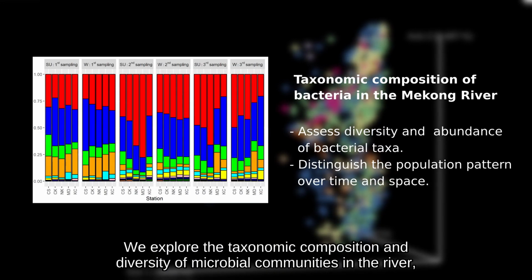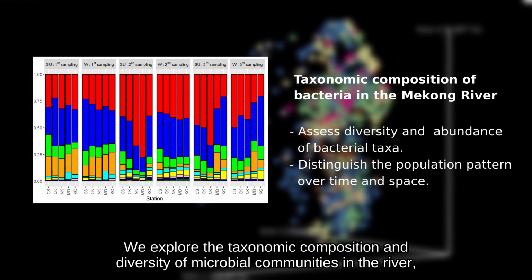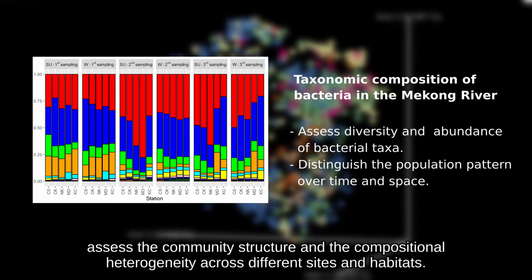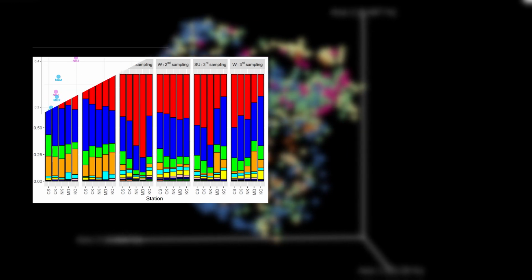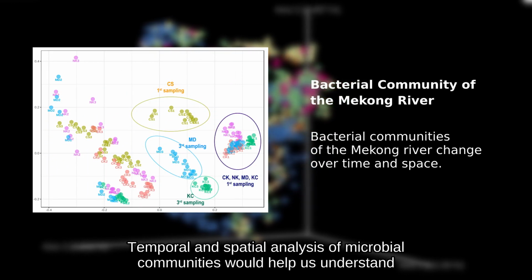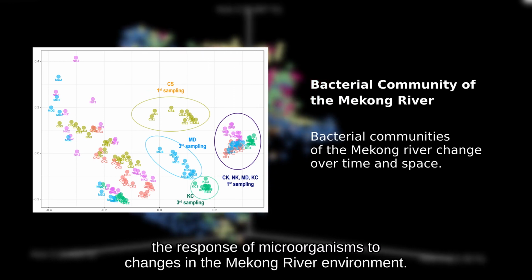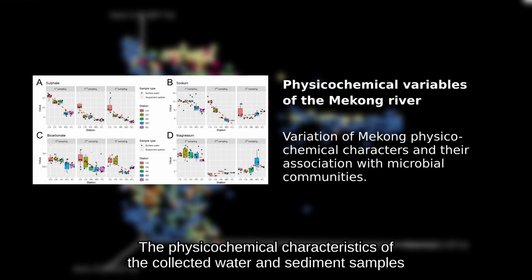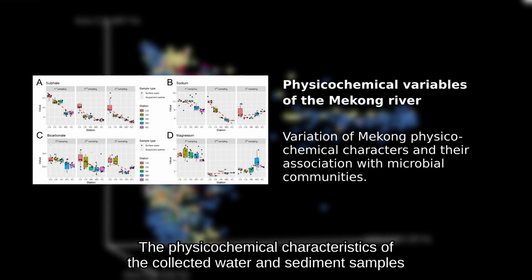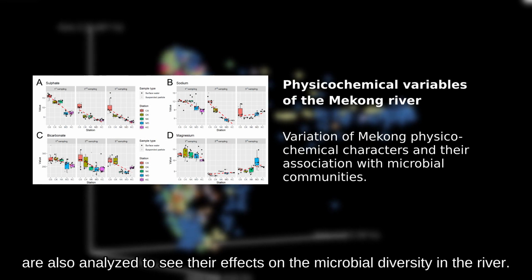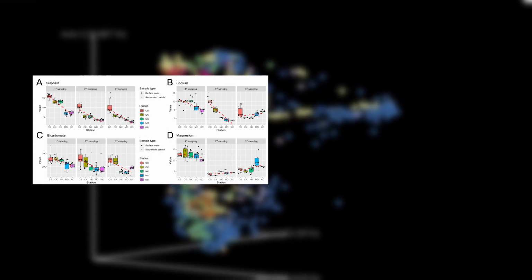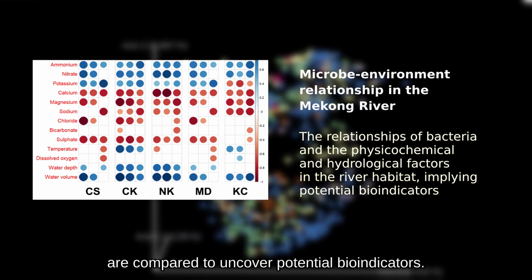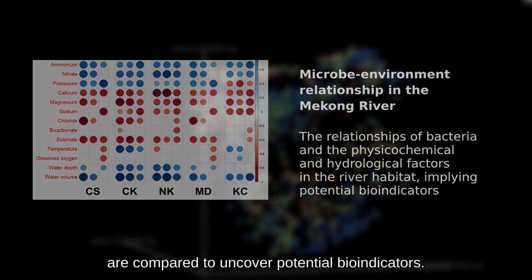We explore the taxonomic composition and diversity of microbial communities in the river, assess the community structure and the compositional heterogeneity across different sites and habitats. Temporal and spatial analysis of microbial communities would help us understand the response of microorganisms to changes in the Mekong River environment. The physicochemical characteristics of the collected water and sediment samples are also analyzed to see their effects on the microbial diversity in the river. The relationship between physicochemical hydrological factors and microbes are compared to uncover potential bioindicators.